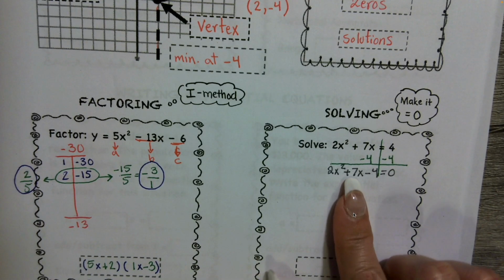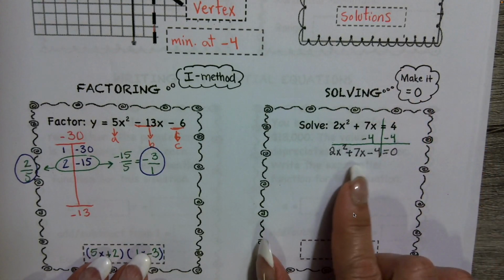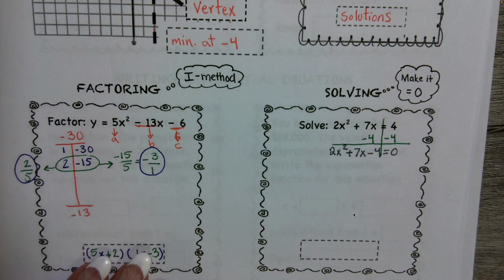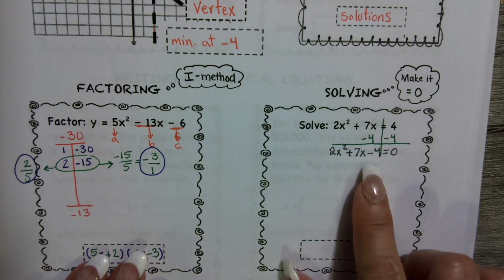So let's go ahead and redo this again. We said that we have to make it equal to 0. So therefore we would have 2x squared plus 7x minus 4, I'm sorry.